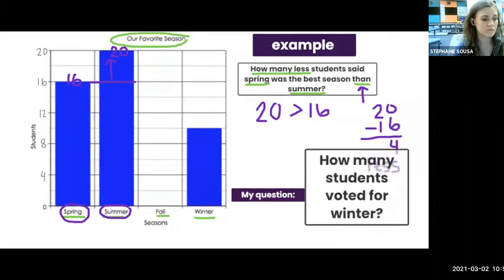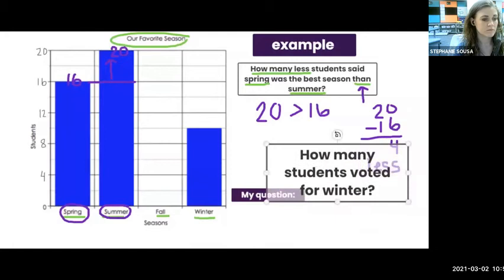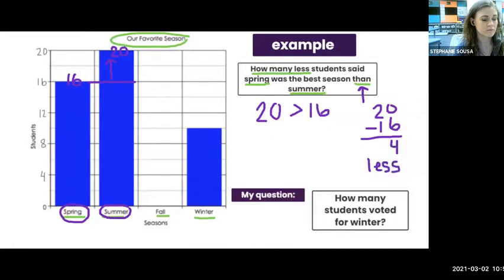This seems like a question that I could answer myself or another classmate could answer, because I can go to the graph and find out how many students voted for winter. I can determine that using my data. Now it's your turn to try with a bar graph. You're going to use the data to answer questions and think of a question you could ask about the data.